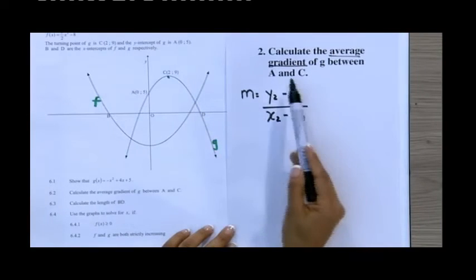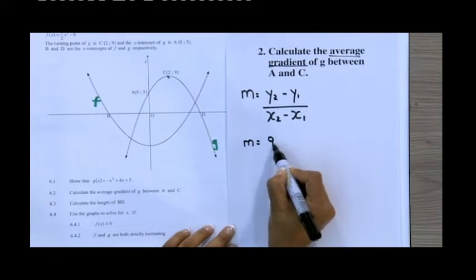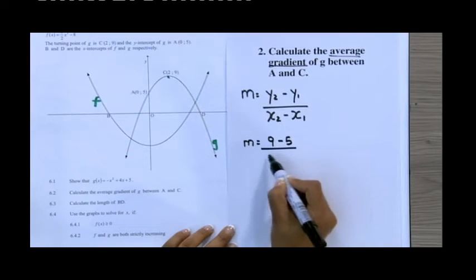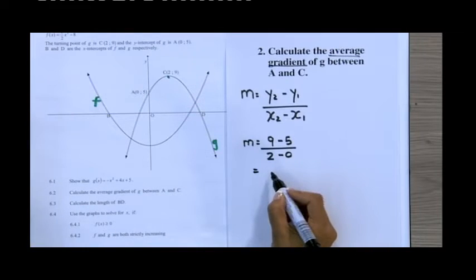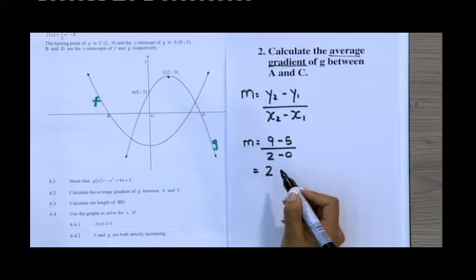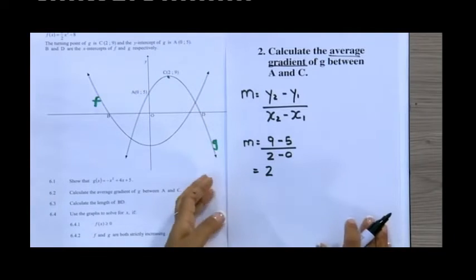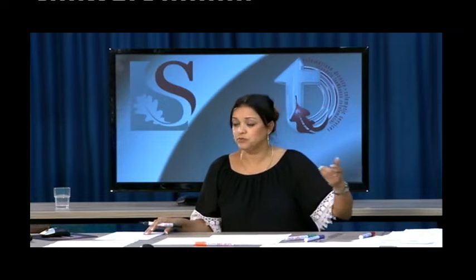So I want to find the average gradient between A and C. You're just going to substitute. I get 9 minus 5 over 2 minus 0. That gives me 4 over 2, and my average gradient is 2. Was that quite easy? Not difficult. The average gradient there is equal to 2. Musa, I'm sorry that I'm rushing a little bit just so that we can get through the last few questions. And if there's anything that you battled with, please look at the DVD again so that you can see, okay, this is what I didn't get.